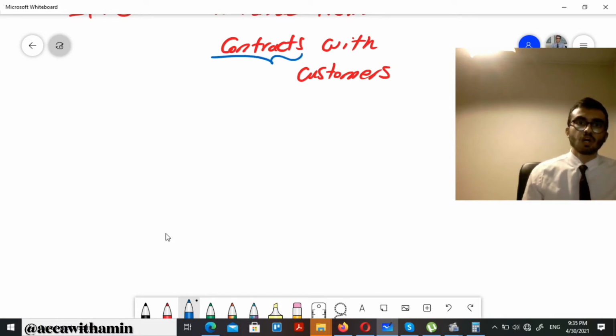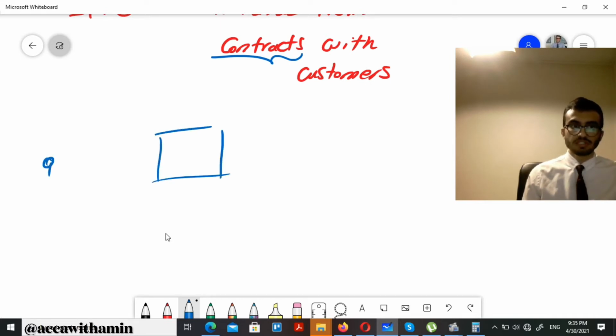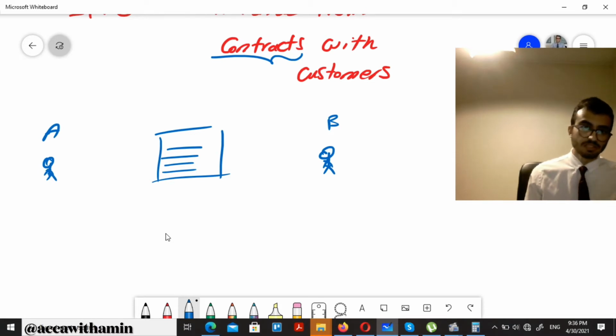The word contract is really important. IFRS 15 has 5 steps. The first step says, if you want to recognize revenue, where is the contract? There must be a contract between 2 parties. This is party A and this is party B. There must be something written with a legal nature which says that person A is going to do this and person B is going to do some acts as per this contract.